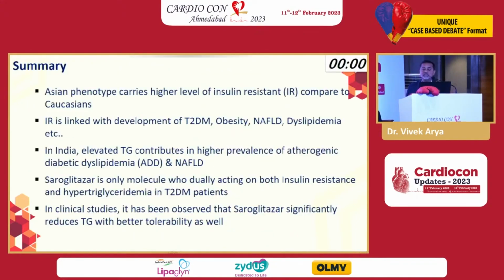So to summarize, in Asian patients there is an increased risk of insulin resistance as compared to Caucasians, and targeting insulin resistance should be done in all diabetic dyslipidemic patients. Elevated triglyceride has a higher prevalence of atherogenic dyslipidemia and NAFLD, and saroglitazar is a molecule which will target both insulin resistance as well as hypertriglyceridemia in such patients.